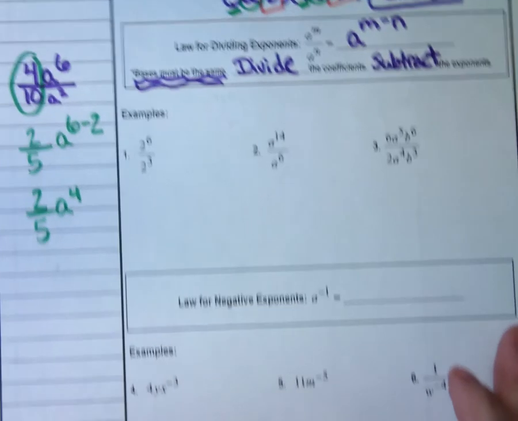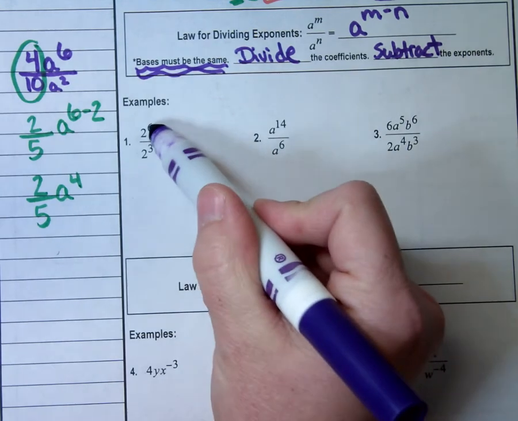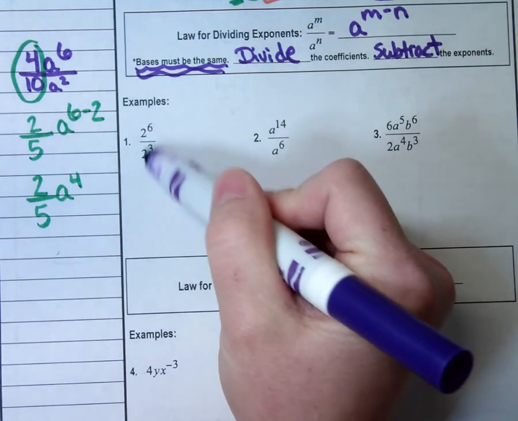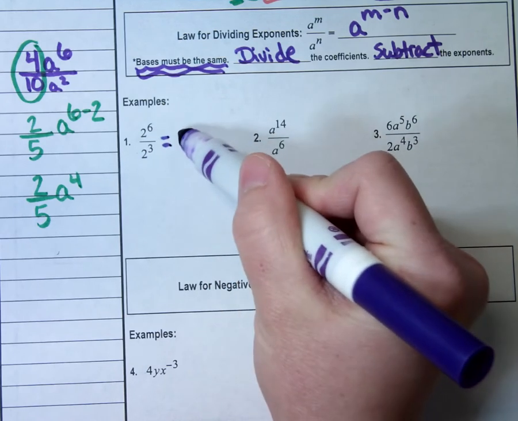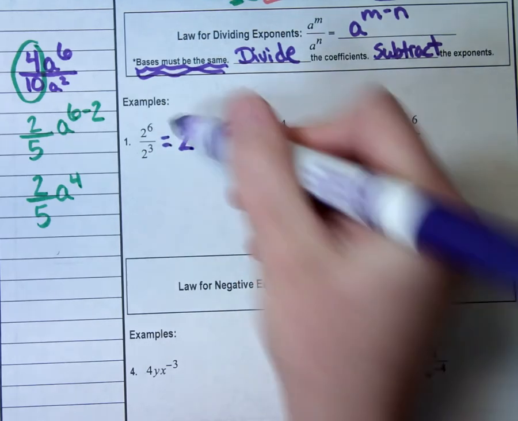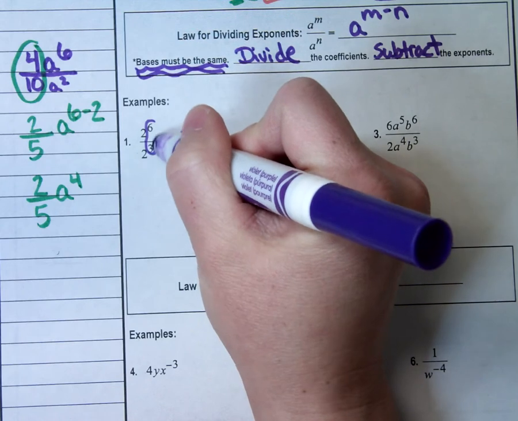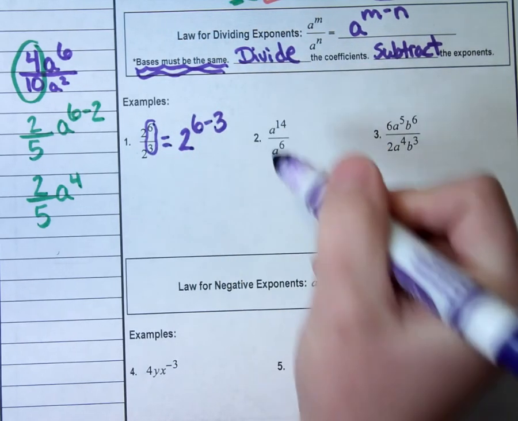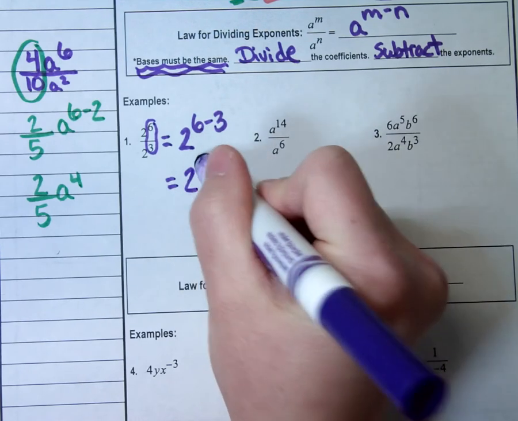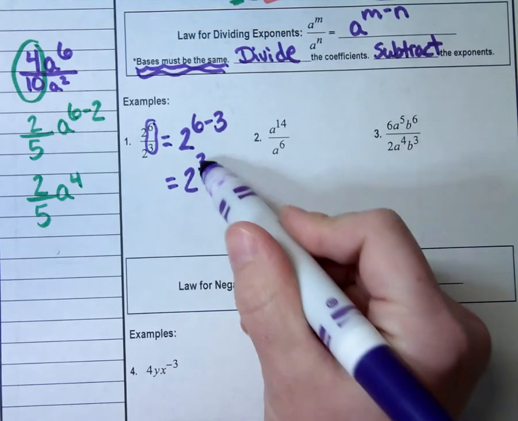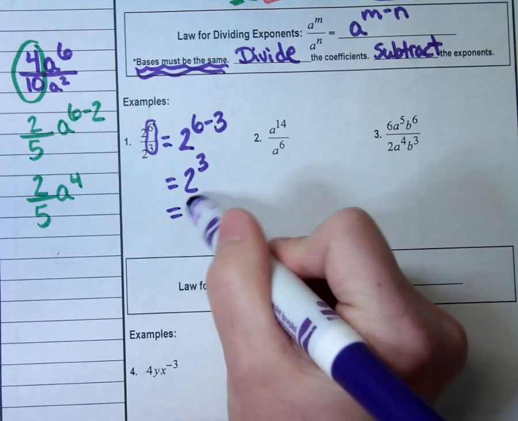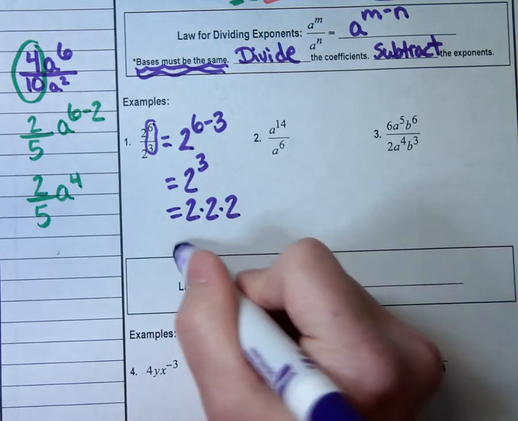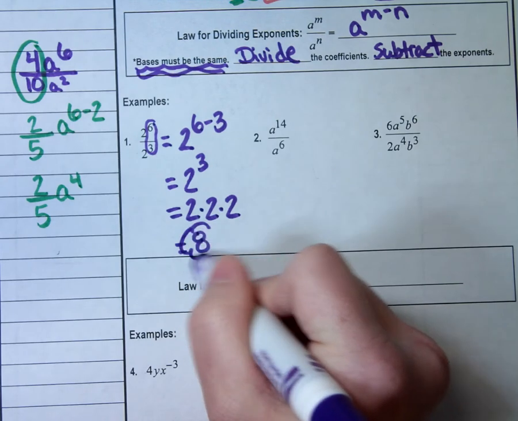So in this first problem here, remember the number under the exponent's the base, and as long as I have the same base, my answer will be that base, whatever it is, and then I subtract the exponents. So what is 6 minus 3? 6 minus 3 is 3. And then I can actually work this out. 2 to the 3rd means 2 times 2 times 2, which is how much? 8. And that's our answer.